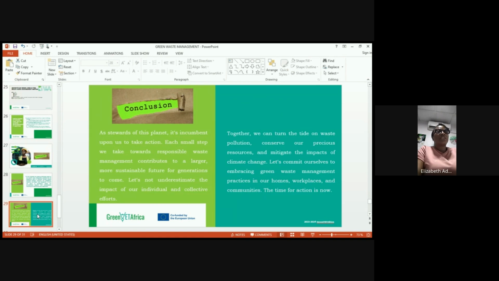As stewards of this planet, it's incumbent upon us to take action. We cannot just sit down and hold our hands. Yes, we have this knowledge, but it is also important that we pass it across and then we do our bit. I like to use this quote anytime I have the opportunity, that the greatest threat to the environment is the belief that someone else is coming to save it. We should all see ourselves as stewards and environmental champions propagating and promoting change in the environment. Each small step we take towards responsible waste management contributes to a larger, more sustainable future for generations to come.